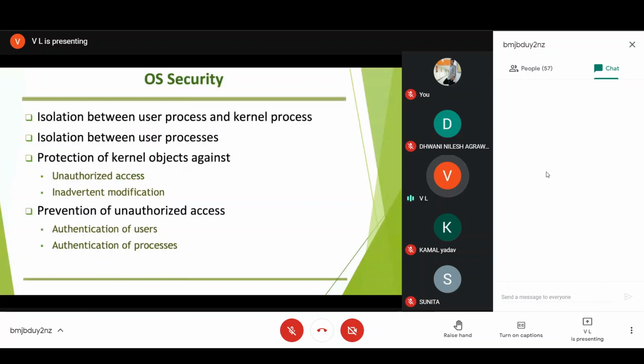The basic purpose of security is to provide isolation between user processes and kernel processes. The kernel process is part of your operating system. So basically, the operating system security mechanism should be able to isolate one user process from any other process, be it a user process or a kernel process. What we mean by isolation is that one user process should not be able to affect another user process adversely.